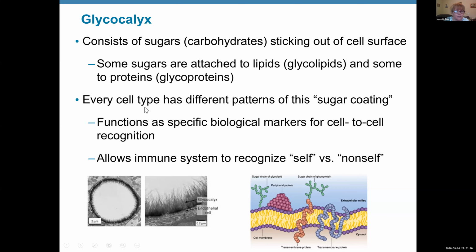And every cell type has a different pattern of this sugar coating. And the function of this glycocalyx is as a specific biological marker for cell-to-cell recognition, and it allows your immune system to recognize self versus non-self.